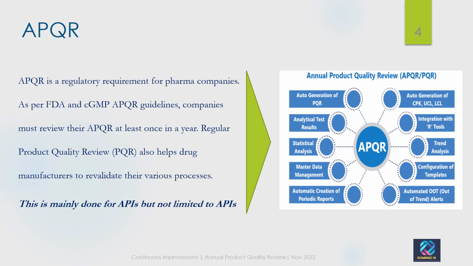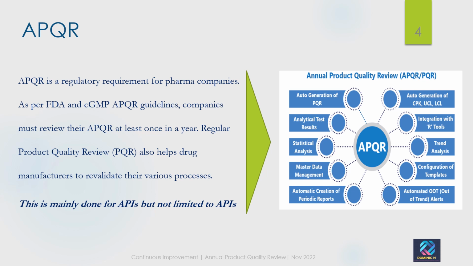What is APQR? APQR is a regulatory requirement for pharma companies as per FDA and CGMP APQR guidelines. Companies must review their annual product quality at least once in a year. Regular product quality review also helps drug manufacturers to revalidate their various processes, and this is mainly done for APIs.